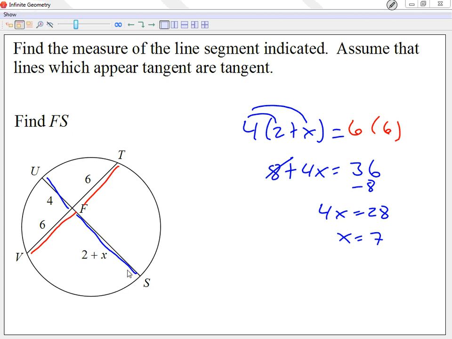So between F and S, I see 2 plus x. So I'm not looking for the value of x. I'm looking for the value of 2 plus x. So I'm going to call this 9. I know what x is, so make sure you substitute it back in there.